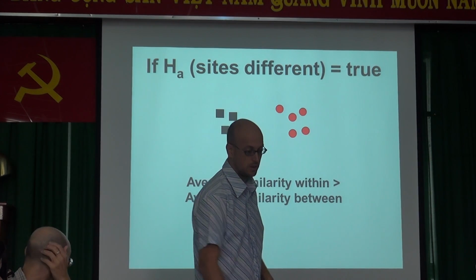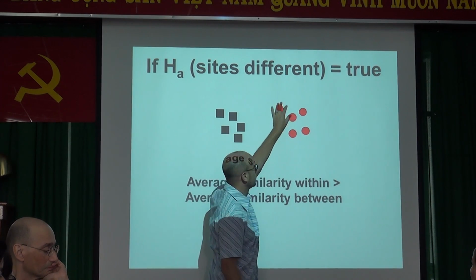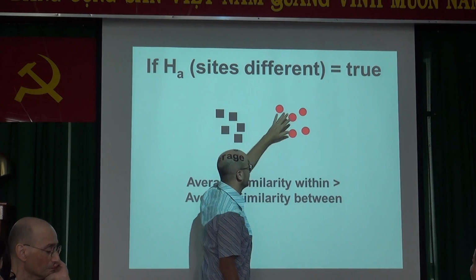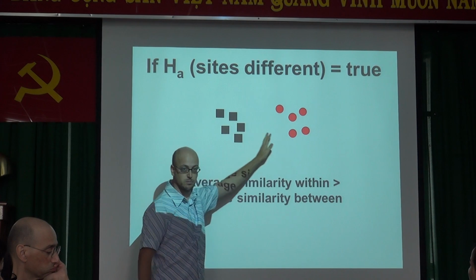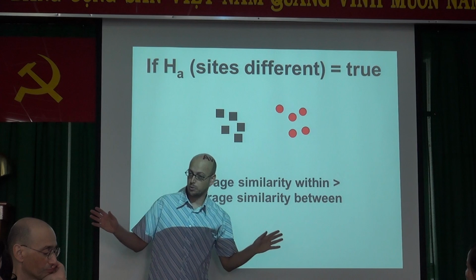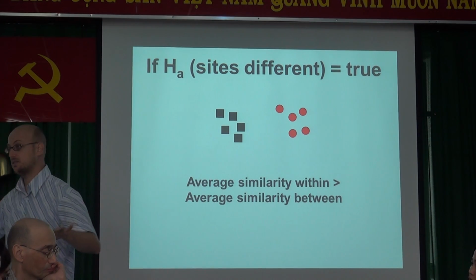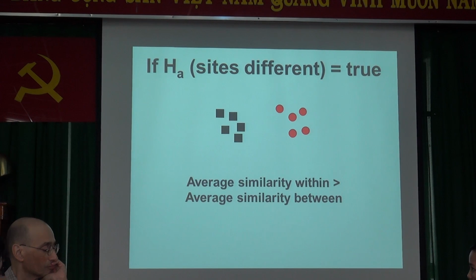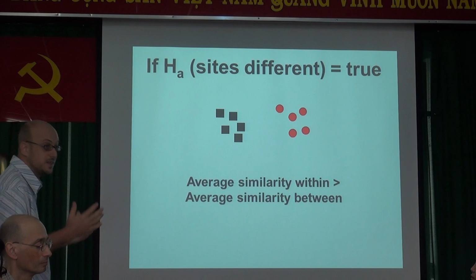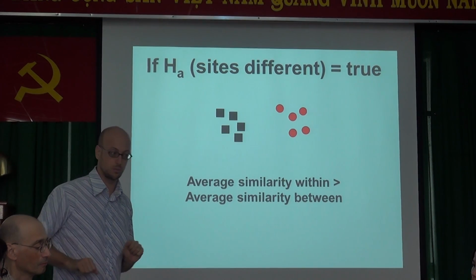No difference. But if the average similarity within the group is bigger than the average similarity among the groups, that means that the groups are separated, that our treatment did something to separate those groups.